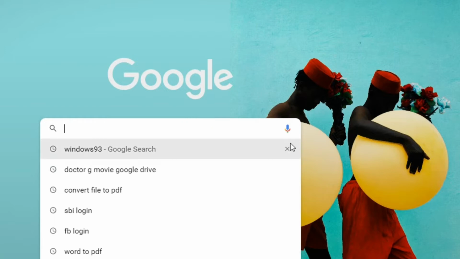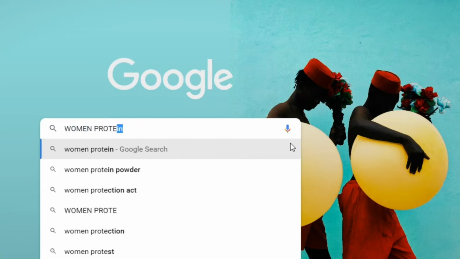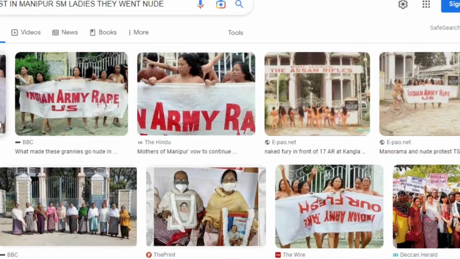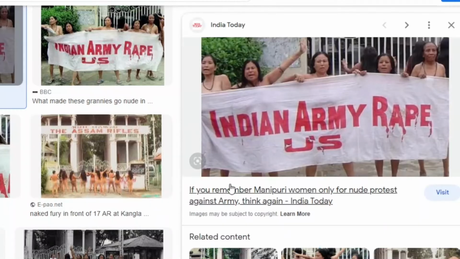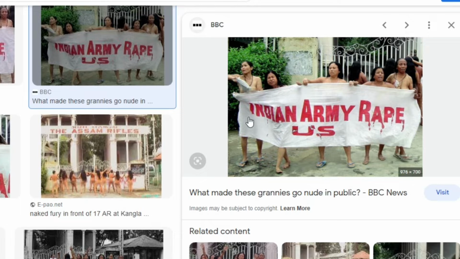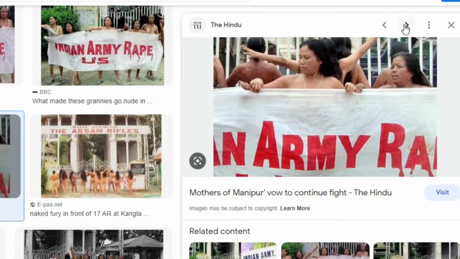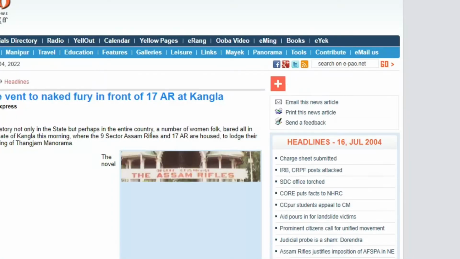Women protest in Manipur. You remember that some ladies went nude, and it was very popular. So I'm directly going to images and you just see. This is a protest which is very popular, with the banner 'Indian Army rapers', and these were some old grey-haired ladies. If you remember, the Manipuri women's nude protest against the army, think again. These elderly ladies, grandmothers, stripped themselves and stood before the Assam Rifles, and it is clearly written 'Indian Army rapers'. You see the bleeding there. This protest went so viral and was so impactful.